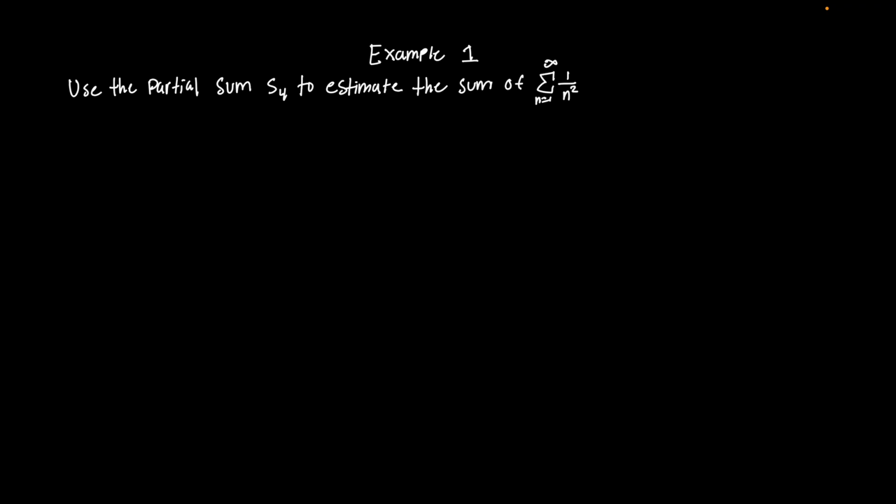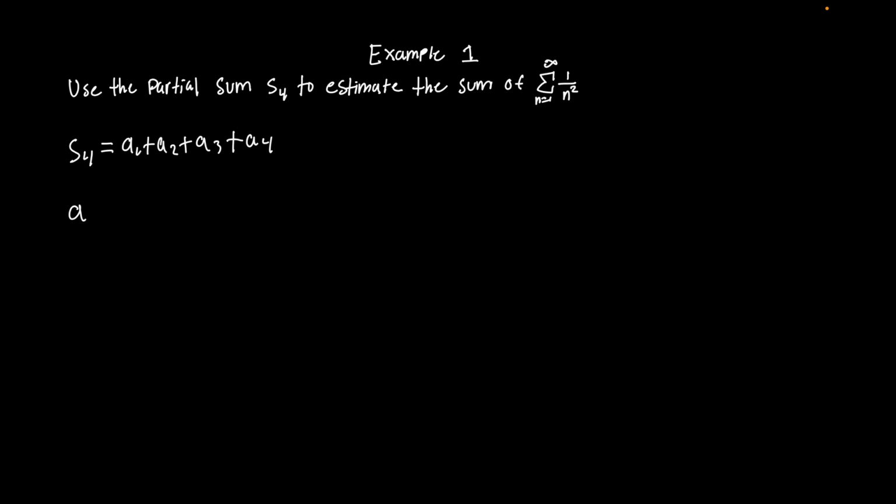First problem, use a partial sum, or S sub 4, so in this case the fourth partial sum, to estimate the sum of 1 over n squared. So our step 1 is to find the first 4 terms. So we need to add them. So how are we going to do that? So let's write S sub 4. Now we need to find the first 4 terms. So let's start. So we know S4 is going to equal the first term plus the second term plus the third term plus the fourth term.